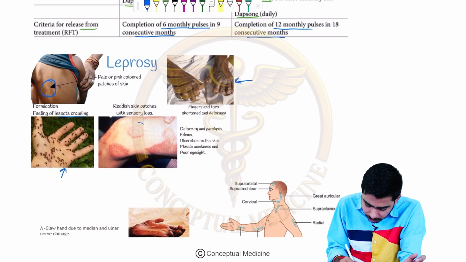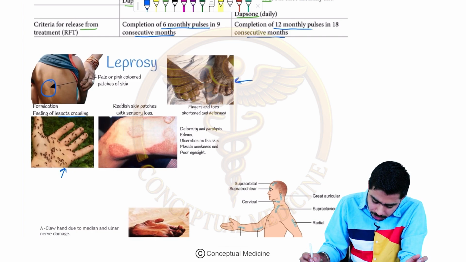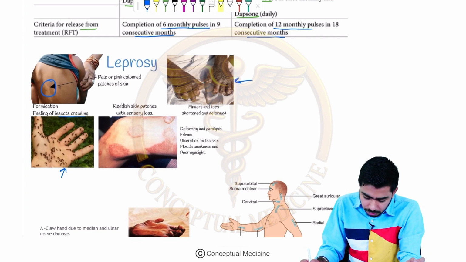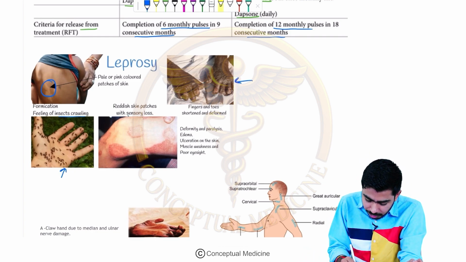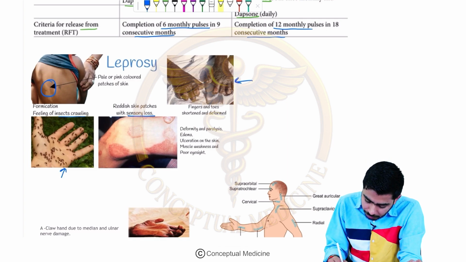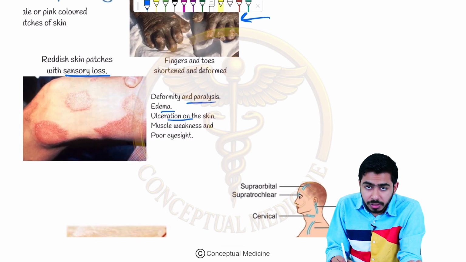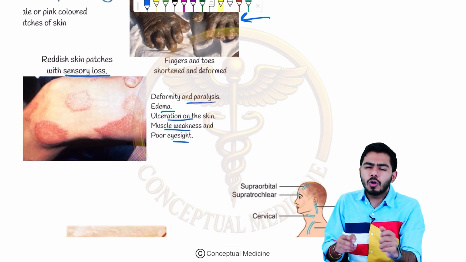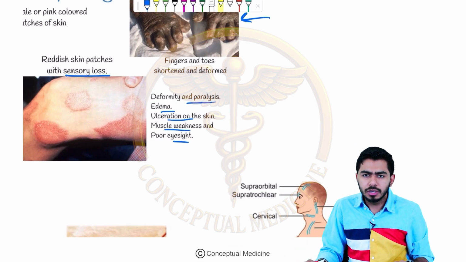These are the lesions, right? These are the reddish colored lesions, reddish colored skin patches which can be seen over here with sensory loss, right? So deformity and paralysis can be seen in some patients. Edema can be seen in some patients. In some patients, there could be ulceration on the skin surface and all. Muscle weakness, poor eyesight, this could be a feature. So a long list of features can be seen.